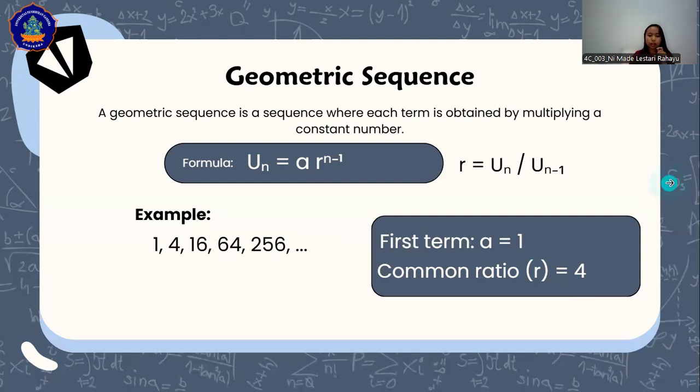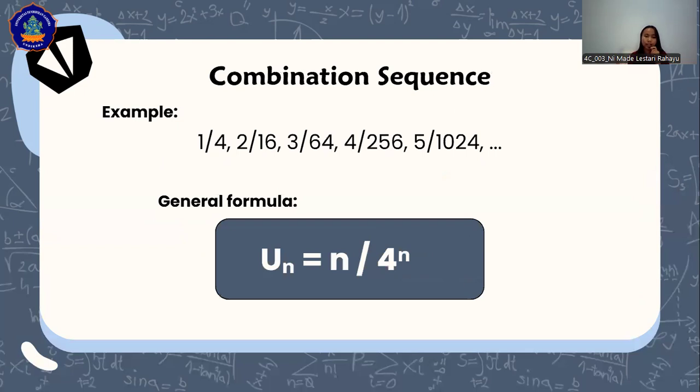Okay, next. The third type is the combination sequence. A combination sequence is a combination of two patterns. For example, you have 1/4, 2/16, 3/64, 4/256, and so on. The general formula for combination sequences is U sub n equals n over 4 to the power of n. This means the numerator increases and the denominator grows exponentially.